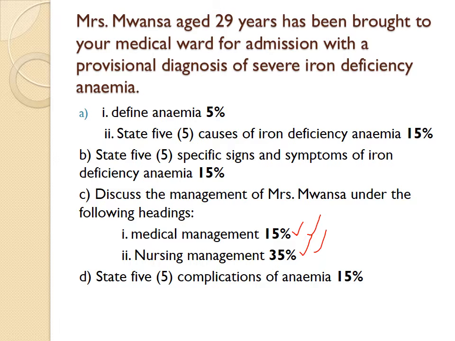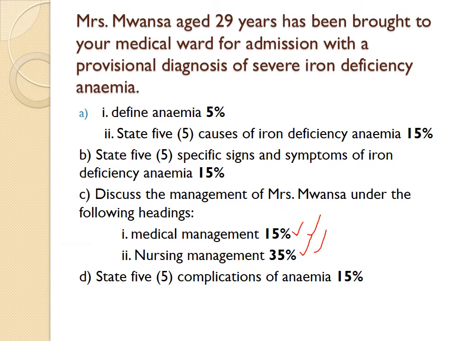Okay, so the next question, C. Discuss the management of Mrs. Mwanza under the following headings: 1, medical management, then 2, nursing management. Whenever you're doing any management, you should have aims. The aims for the medical management are to identify the cause of the disease, to promote adequate formation of blood cells, and also to prevent complications such as heart failure.